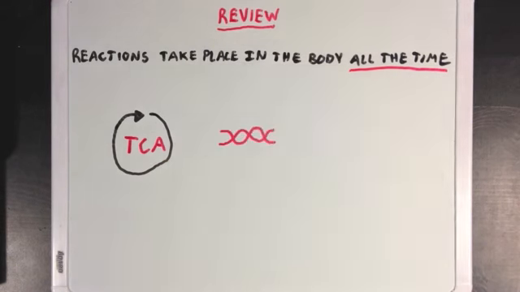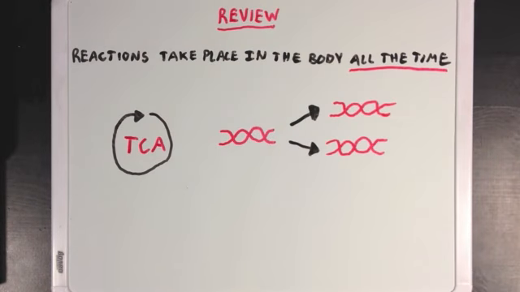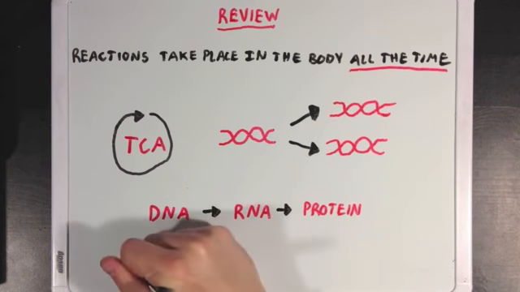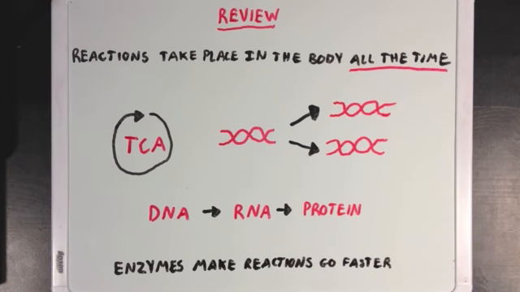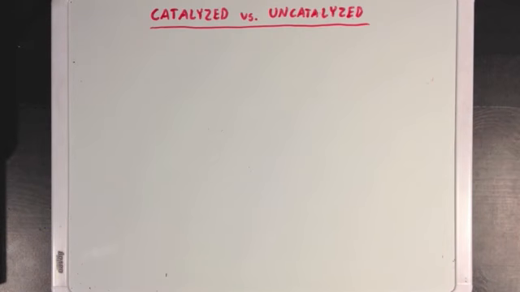DNA replication, which needs to happen before a cell can go through mitosis, is also just a series of reactions. And this also applies to the expression of genes, going from DNA to RNA to protein. And we need enzymes because enzymes make all of these reactions go much faster. And let's look at this idea a little more deeply, and how a reaction will go on differently when it has an enzyme versus not having one at all.